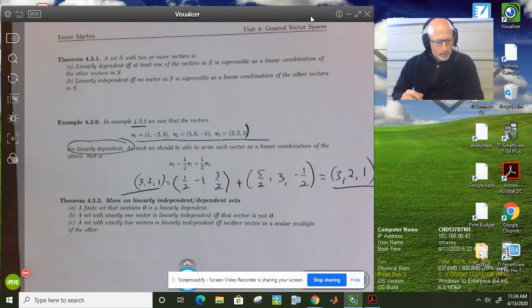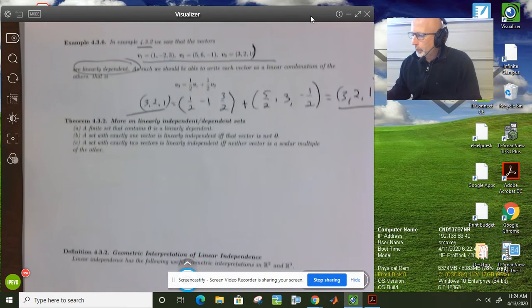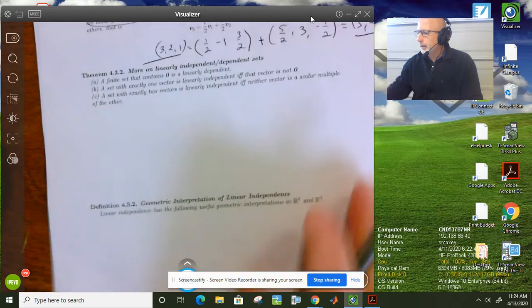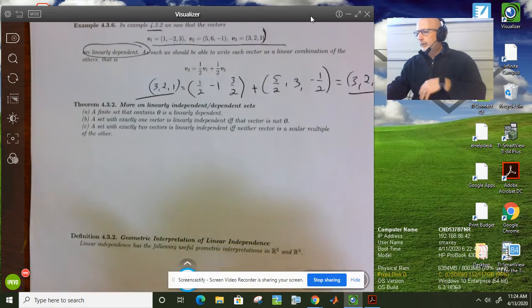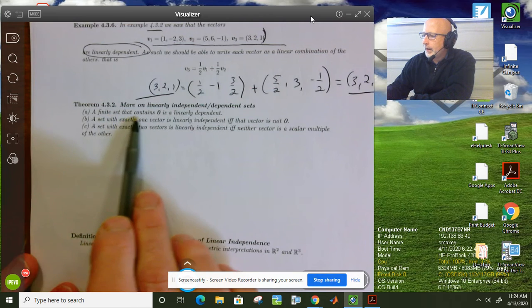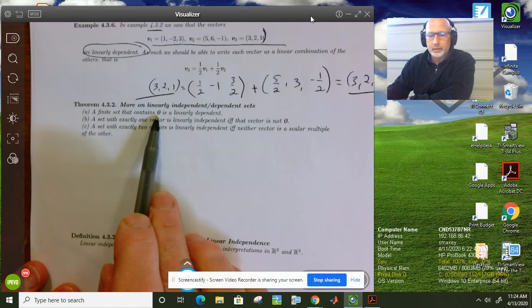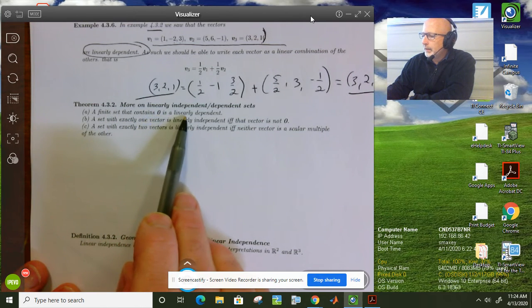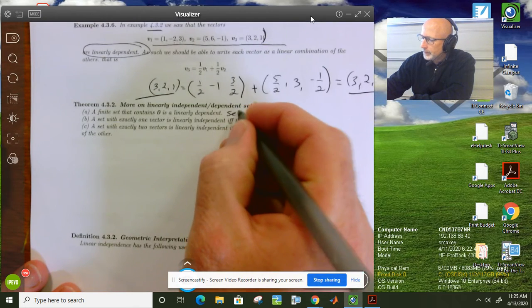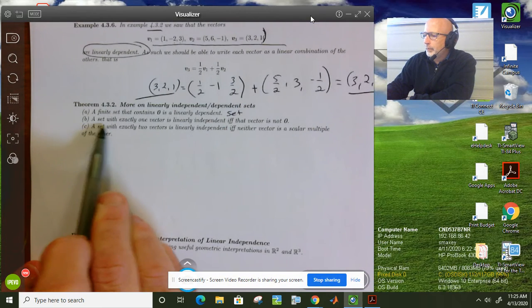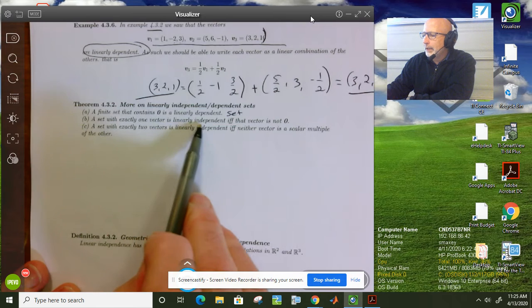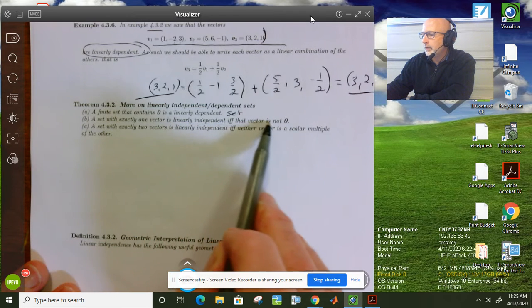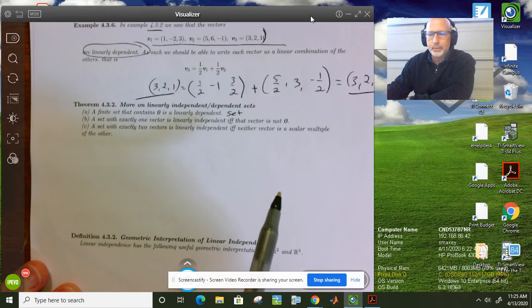Pretty simple. Okay, theorem 4.3.2, more on linearly independent and dependent sets. A, a finite set that contains 0, being the zero vector, is a linearly dependent set. B, a set with exactly 1 vector is linearly independent if and only if that vector is not 0. That kind of plays right into what we dealt with in A.